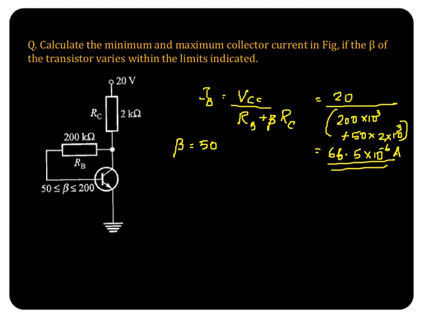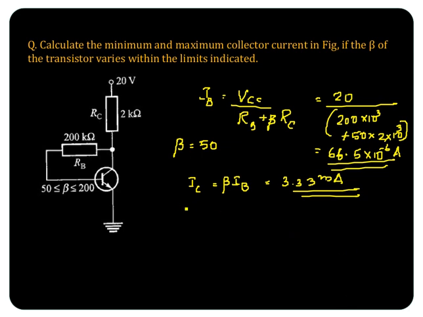Okay, now what is the collector current? Collector current in this case is IC equal to beta times IB, which is equal to 50 here, isn't it? 50 into 66.5 into 10 raised to minus 6, and you get it as 3.33 milliampere.